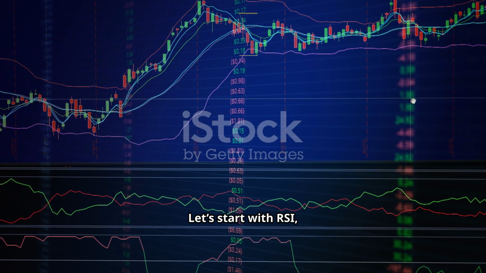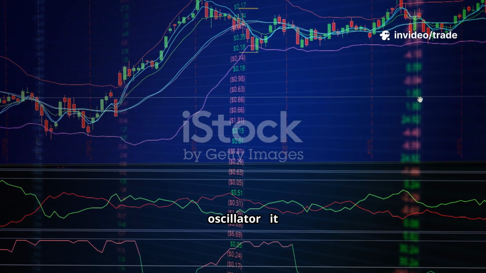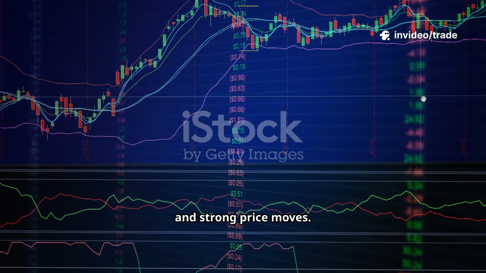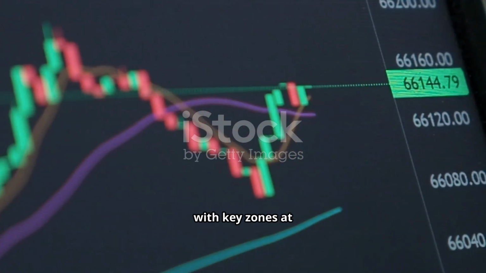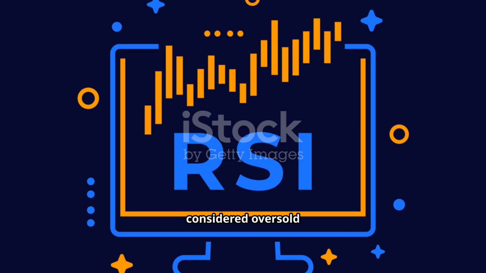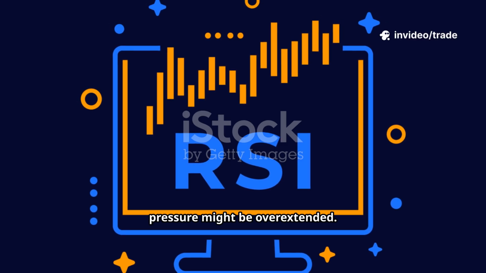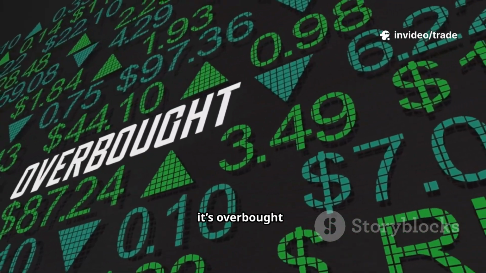Let's start with RSI, the Relative Strength Index. RSI is a momentum oscillator. It measures how fast and strong price moves. It moves between 0 and 100, with key zones at 30 and 70. When RSI drops below 30, the market is considered oversold, meaning selling pressure might be overextended. When RSI rises above 70, it's overbought.